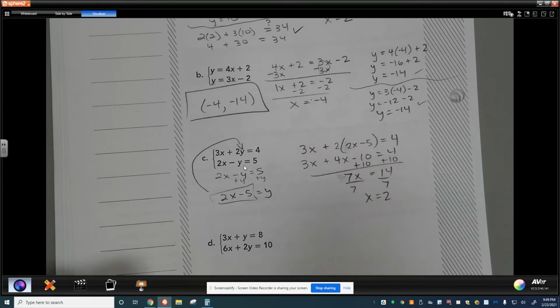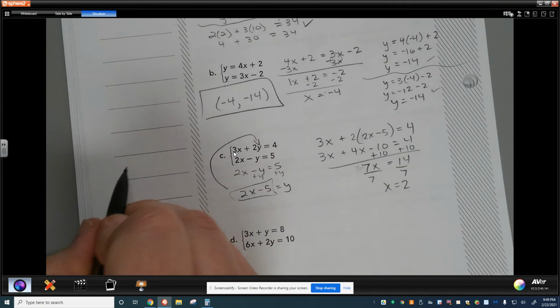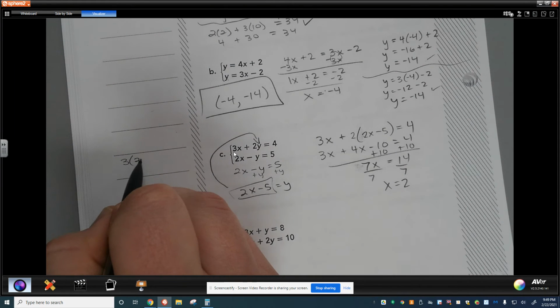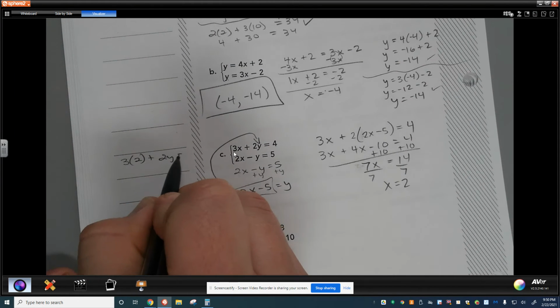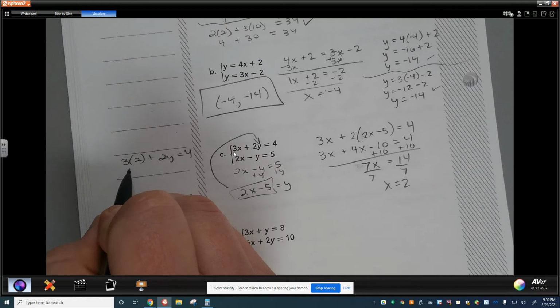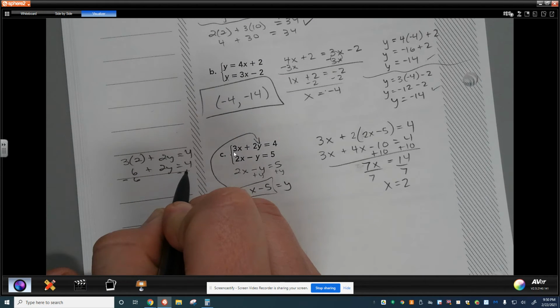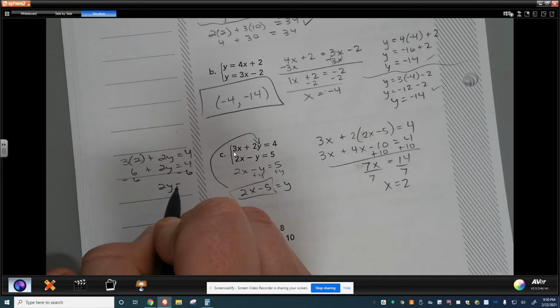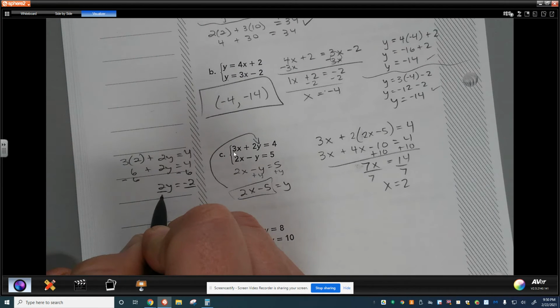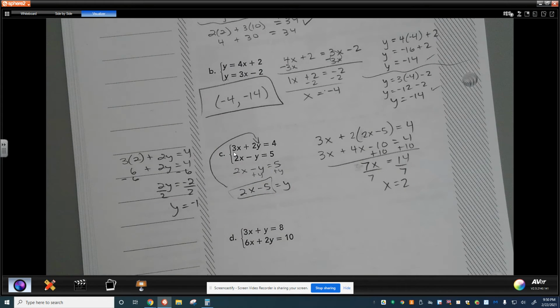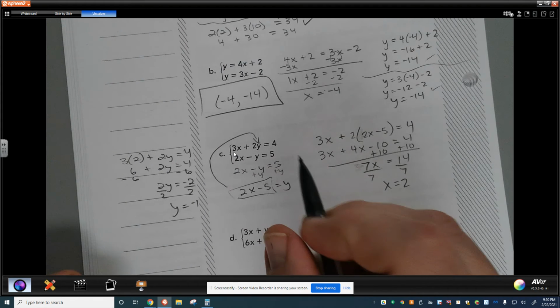And now I can go ahead and substitute these values back in. I'm going to use my space over here and see that I have 3 times 2 plus 2 times y equals 4. That would be 6 plus 2 times y equals 4, and I subtract the 6. 2 times y equals negative 2, dividing by 2, and y should be negative 1. If y comes out to negative 1 in the other equation, then I should be good to go.